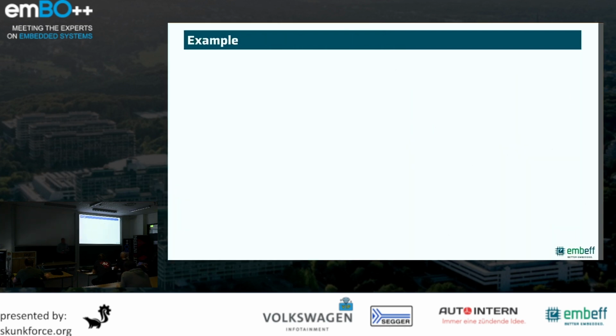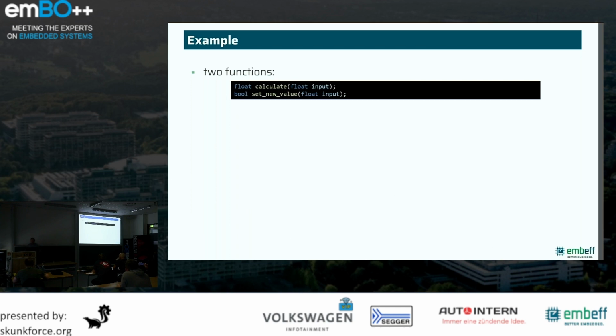Next thing. I have some small example for you. We have two functions. One is calculate, and the second is new value. What they are doing is for calculating the watch time, the execution time doesn't matter, because we want to observe it from outside just to look how long it takes, if we can meet, if we are inside our deadline.